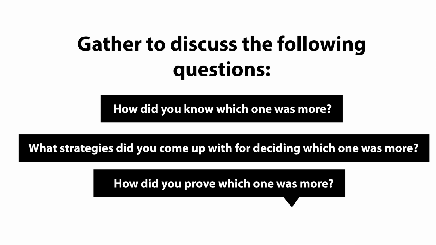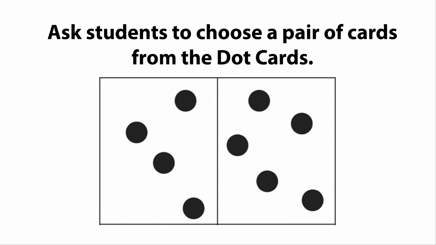These questions ask students to think generally about how they could tell which group had more dots, either visually or by counting. But students may find it difficult to talk in the abstract like this. If so, you can ask students to choose a pair of cards from the dot cards, to show what their strategies were in specific cases, such as when the numbers were very close, or when they were very different.